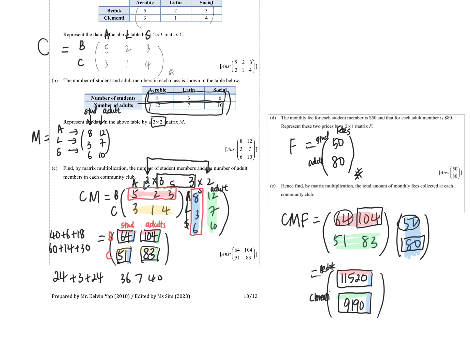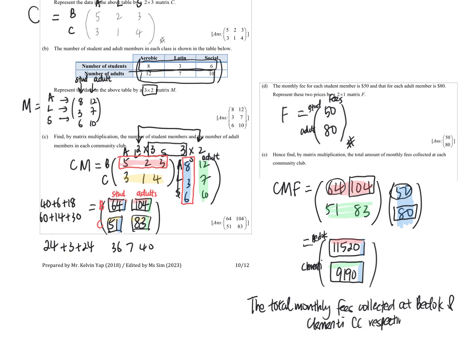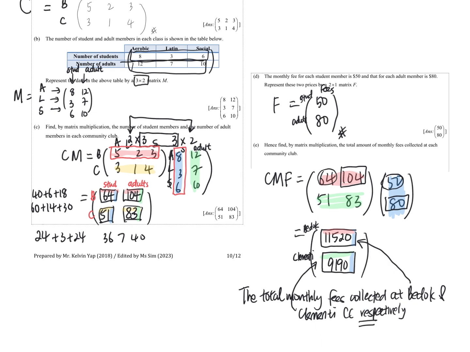So if the question asks you to interpret the meaning of the elements, you can tell me that it is the total monthly fees collected at Bedok and Clementi CC respectively. You must use the word respectively to tell me that the first one is for Bedok, the second one is for Clementi. So the word respectively is super important when you write the meaning.